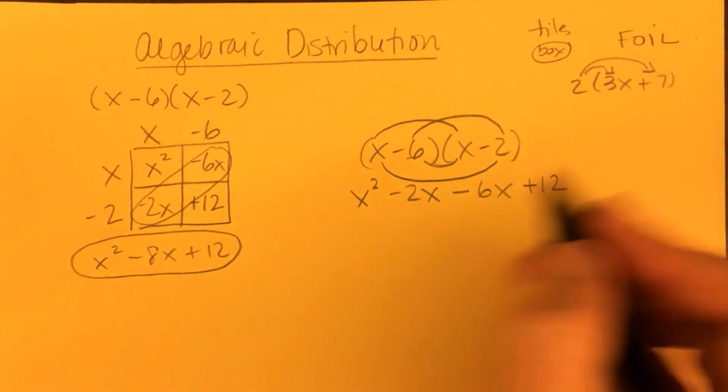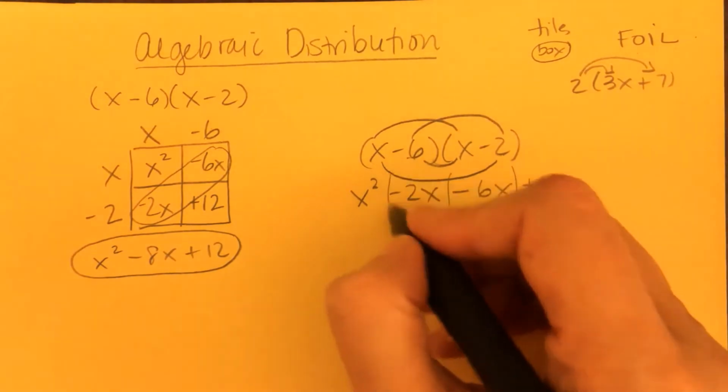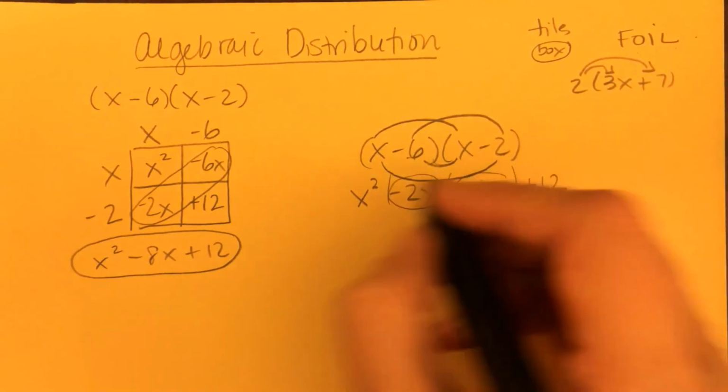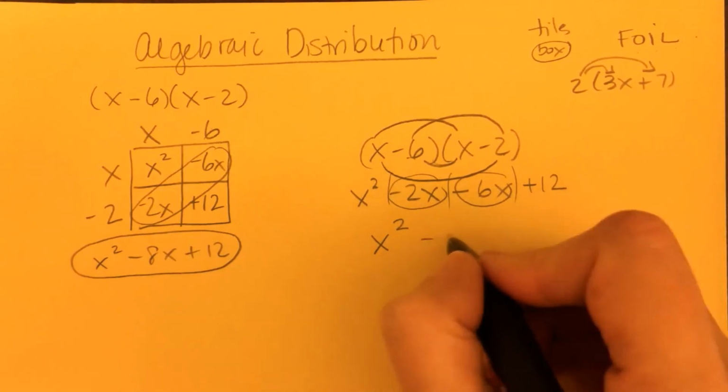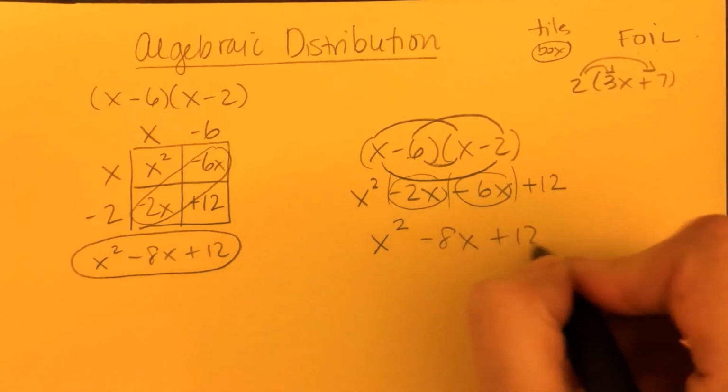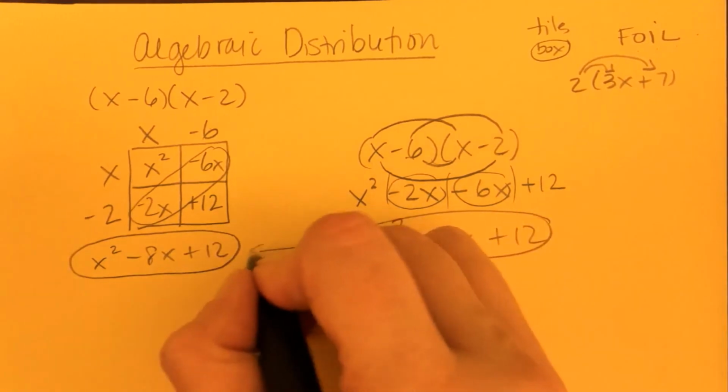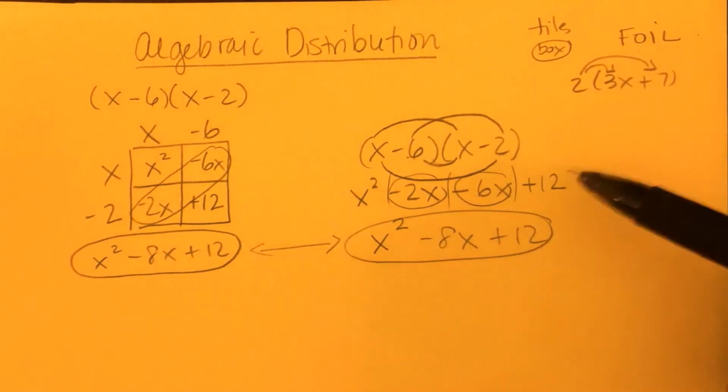Okay, so now I'm going to combine my like terms. Well, I have negative 2x and negative 6x. So I start with my highest order exponent, x squared. Negative 2 plus negative 6 is negative 8x, plus 12. I get the same exact answer. So it's the box without the box.